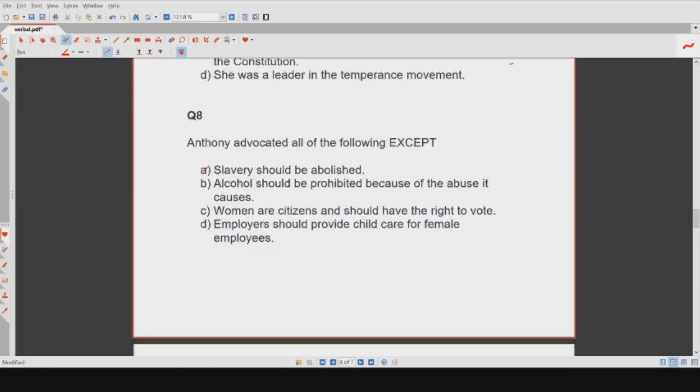The next question asked was, Anthony advocated all of the following except: slavery should be abolished, alcohol should be prohibited because of the abuse it causes, women are citizens and should have the right to vote, employers should provide child care for female employees. The correct option for this is D. Employers should provide childcare for female employees.